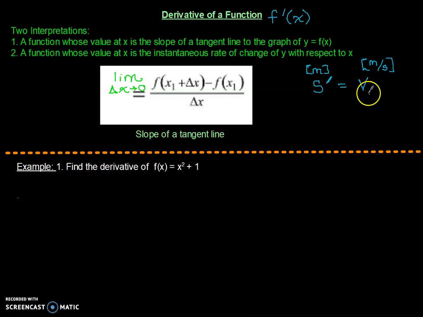To go a step further, if I were to take the derivative of velocity, that would give me acceleration. And acceleration is measured in distance over time squared, so meters over seconds squared, miles over hours squared. Notice that the instantaneous rate of change over time happens with each derivative. Okay, so back to the algebra of finding the derivative.